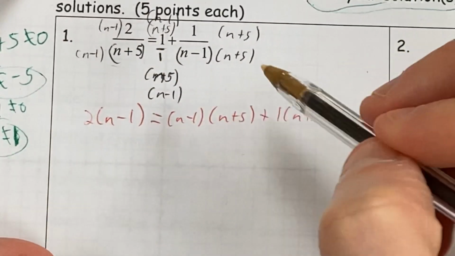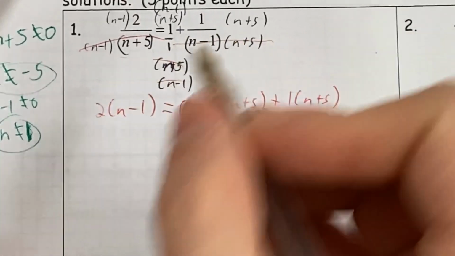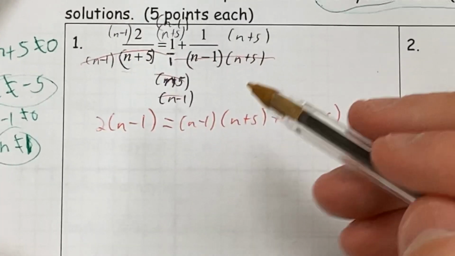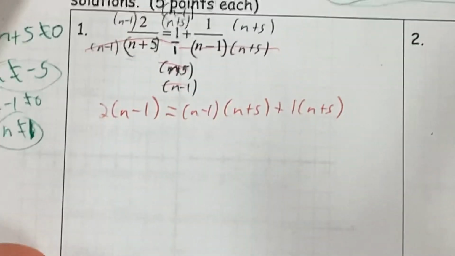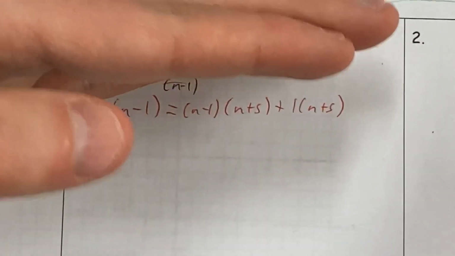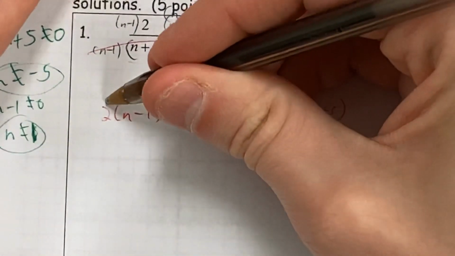The bottoms, though, since the bottoms are the same, you don't really have to worry about them anymore, because it should make sense that if the bottoms are the same, then the tops have to be the same, since it does have an equal sign. If the bottoms are equal, then the tops have to be equal. So I'm just going to go from here and do some algebra.